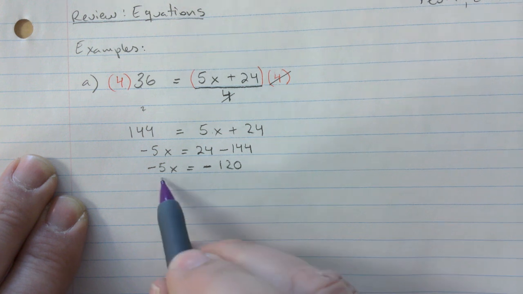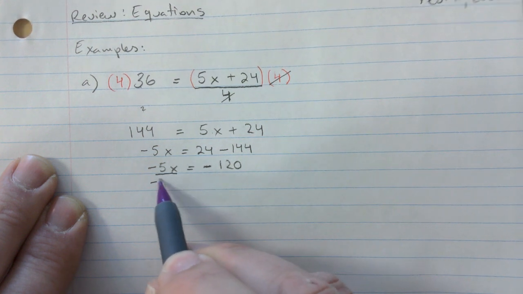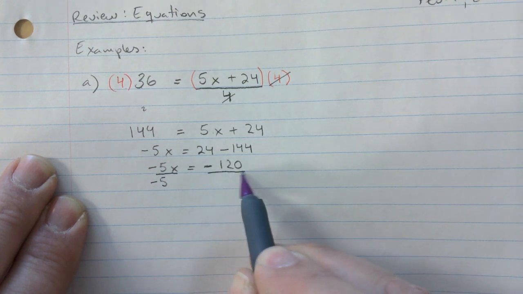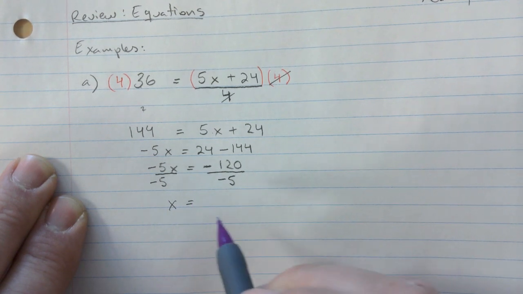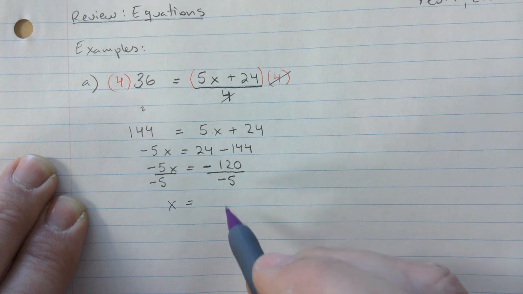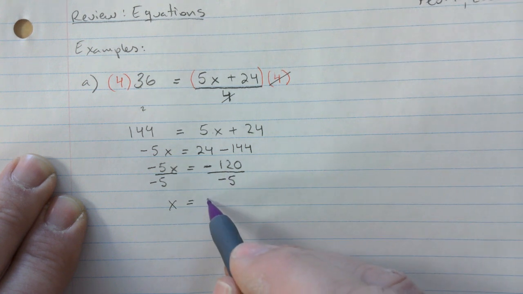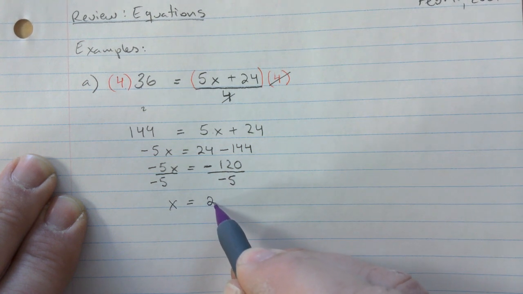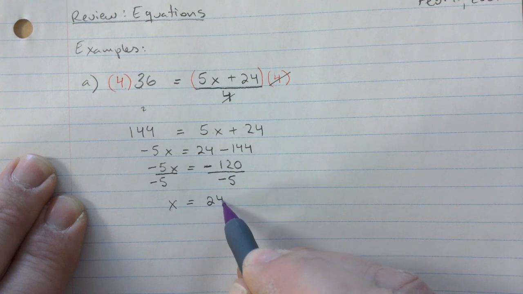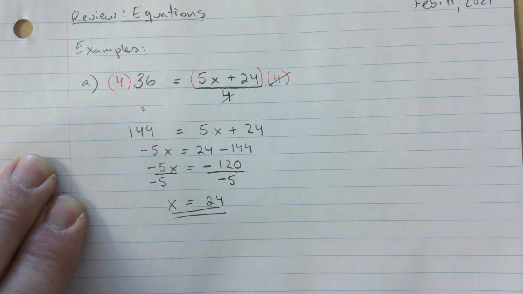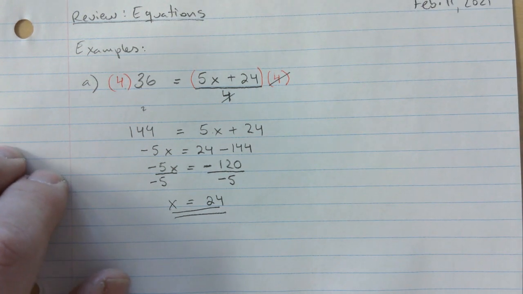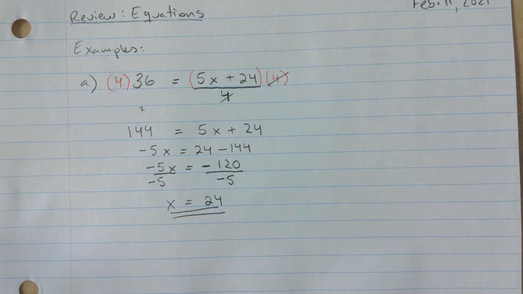And then we divide both sides by negative 5, not just 5, right? So we end up with 5 goes in there 2 times, right? So it's 24 positive. And there you have your answer. X is 24. Okay.